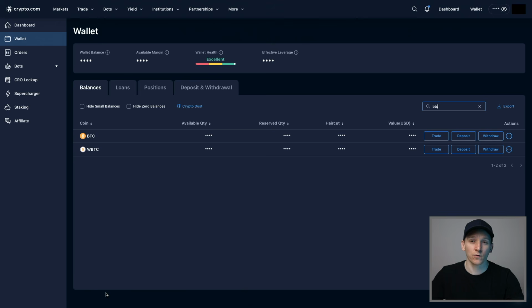If you've got crypto on another platform already and you want to deposit it into the Crypto.com exchange, you can do that. If you've got crypto on your app account, the Crypto.com app, and you want to transfer that in, it's actually easy as well. And it's linked directly from your app account to the exchange account.